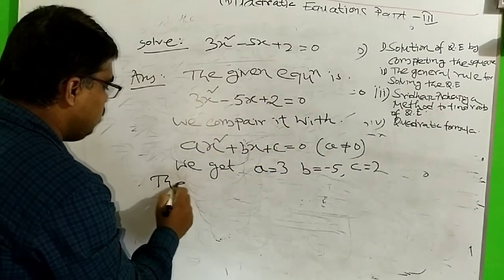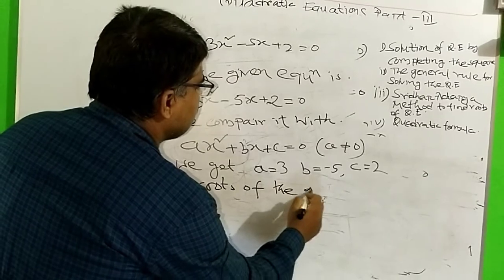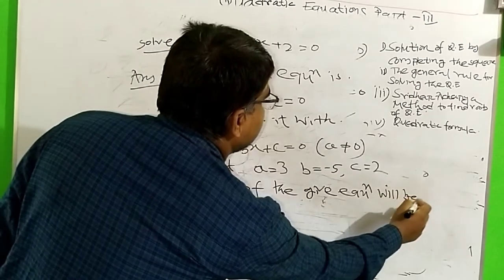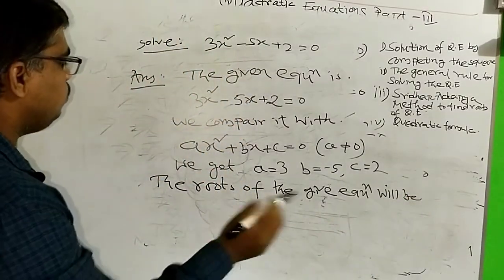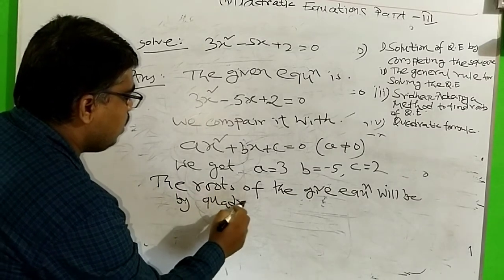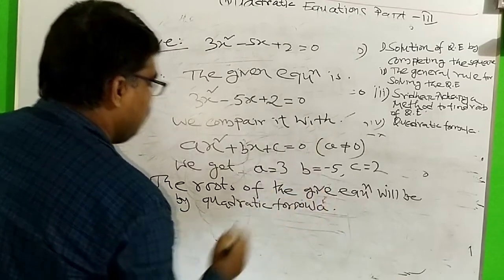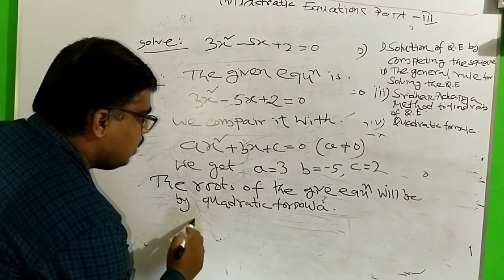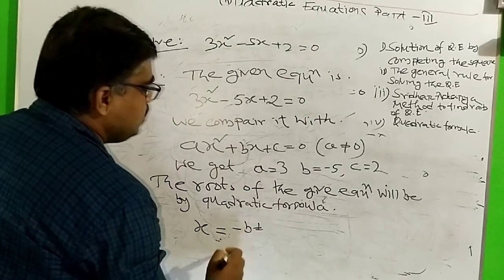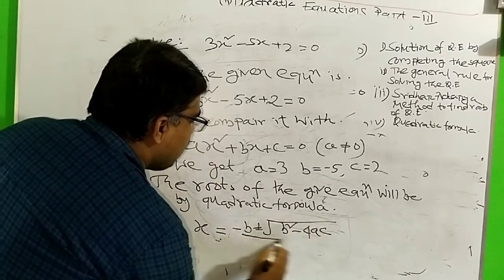So the root of the given equation will be, by the quadratic formula, x equal to minus b plus minus root over b square minus 4ac by 2a. We write the formula first.